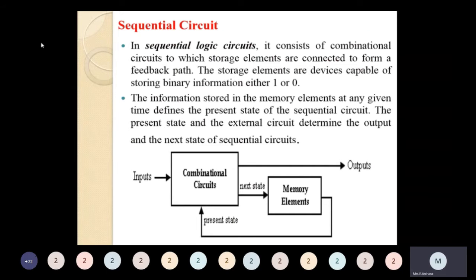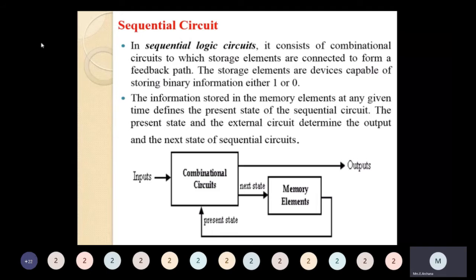If it does not consist of any memory element and does not have any feedback path, that is called a combinational circuit. A sequential circuit stores some elements in the form of feedback.